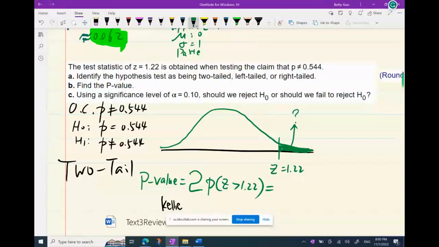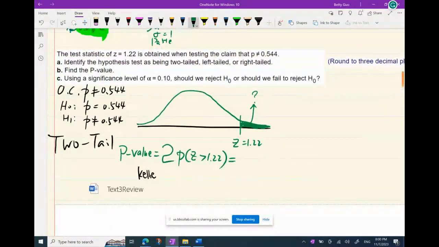Well, let's see what the area of this region is. Since we are looking for area, the function we are going to apply in the calculator is normal CDF. All right, normal CDF. Let's go there. Turn on the calculator. Second, vars, normal CDF. Lower, let me write it down, the key thing.